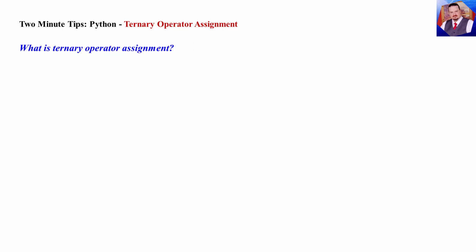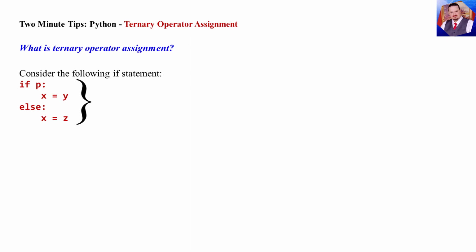What is ternary operator assignment? Well, let's consider the following classical if statement. We have if p is true, assign y to x, otherwise we assign z to x.